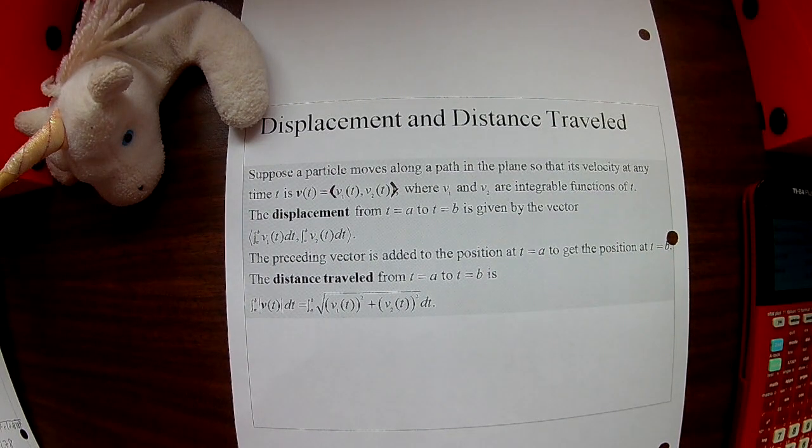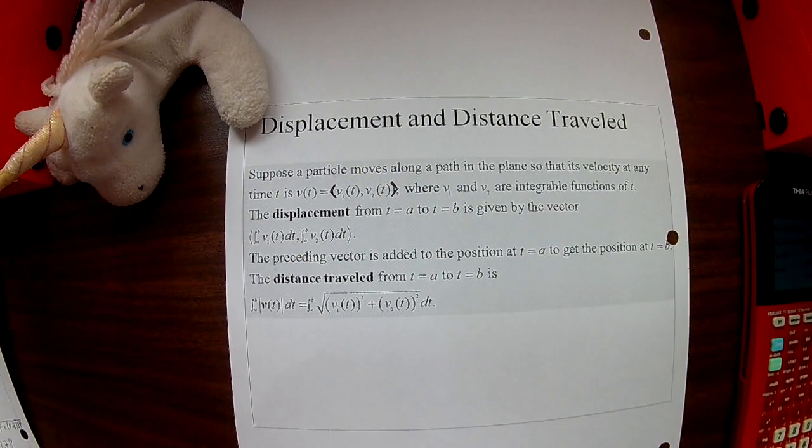The preceding vector is added to the position at t equals a to get the position at t equals b. The distance traveled from t equals a to t equals b is the integral from a to b of the magnitude of v of t dt. And magnitude was given last class. Really, this is stuff you've done before.